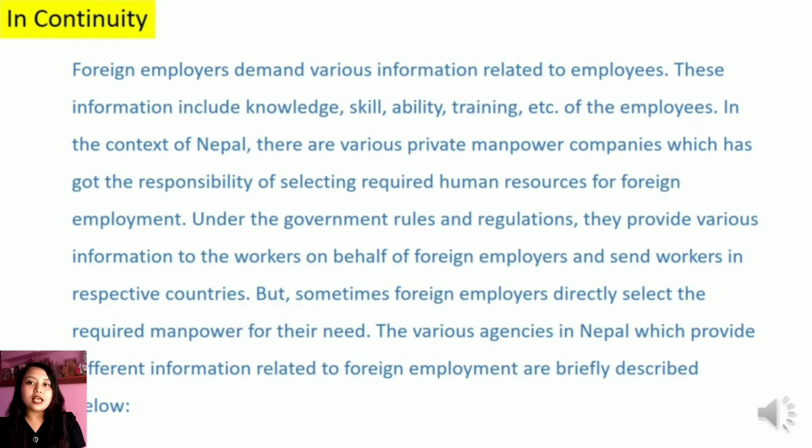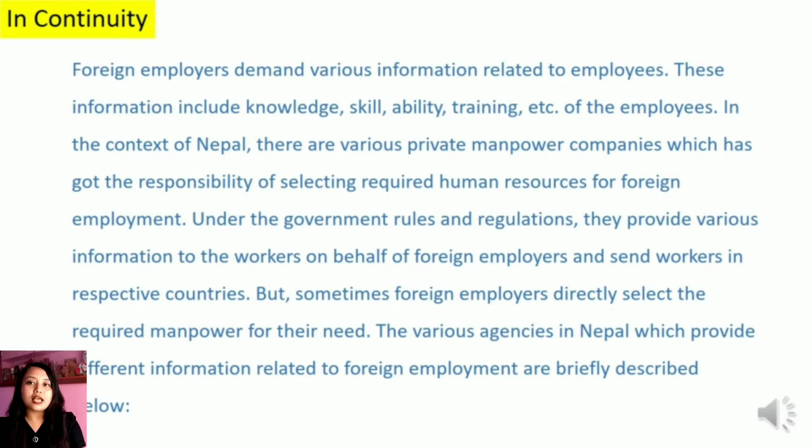And in this connection, various manpower companies, agents and Nepali workers will be asking for foreign employment. So the Nepalese people will just apply for foreign employment, and if they are qualified, then they will be given job opportunities, and they can go to Qatar or Dubai or any country, and they can work and earn money. So that is the main theme of foreign employment.